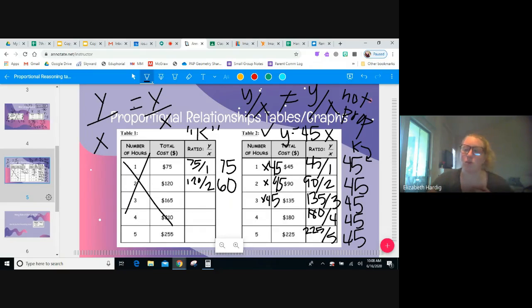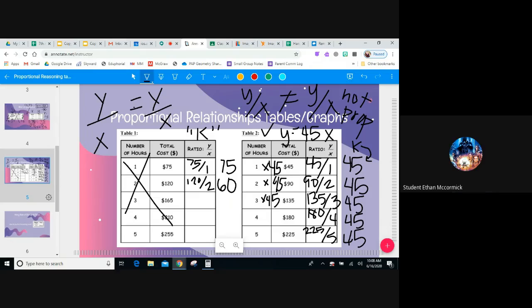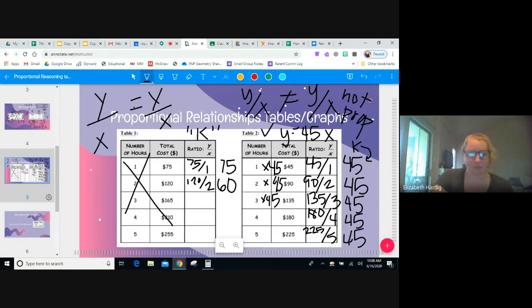Good. So this would be proportional, which means it would go through what point? The origin. Very good.